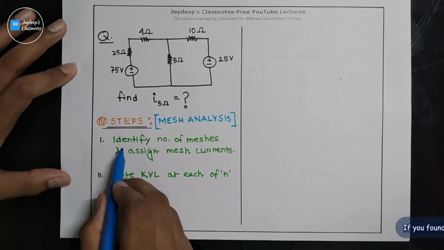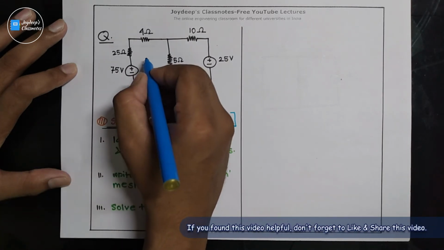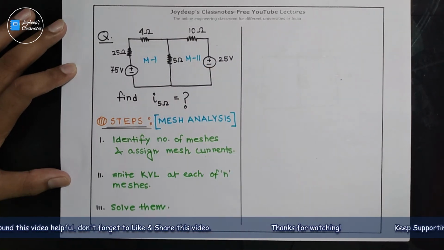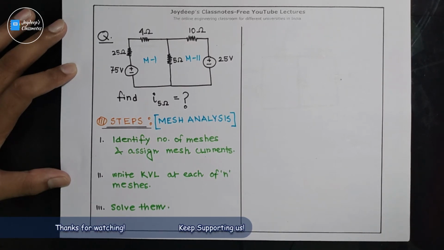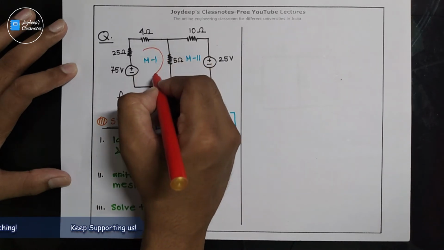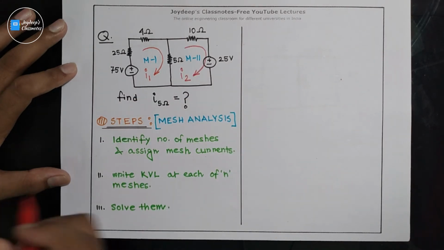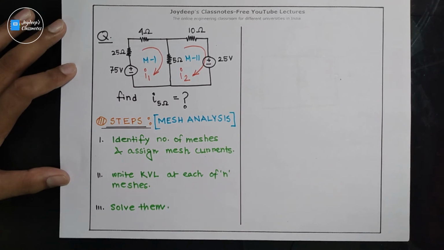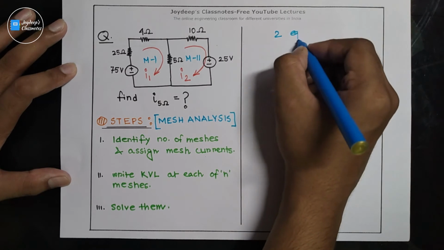Step 1 says identify the number of meshes. So how many meshes are there? This is mesh 1, as we have already discussed, and this is mesh 2. The second step says assign mesh currents. So 2 meshes, so 2 mesh currents. We are assigning these mesh currents in the clockwise direction, but you can assume any direction you want. Step 3 says write the KVL equation for each of the n meshes. There are 2 meshes, so we'll have 2 equations.